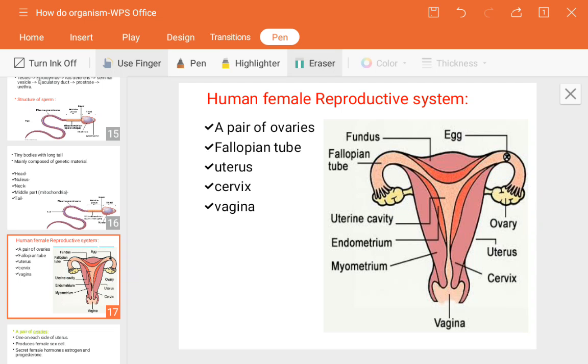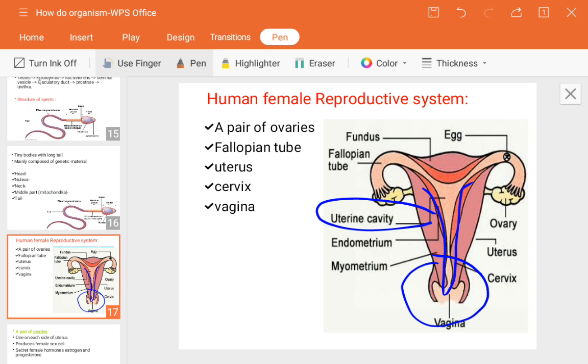Next, the uterus holds the baby and looks like a bag or sack. Why? Because it will carry the baby for nine months. Next, the cervix opens into the vagina. You can see the vagina is the initial or first part, which is going to open here. This is the uterus. The cervix, this one, opens here.